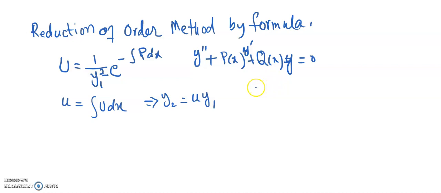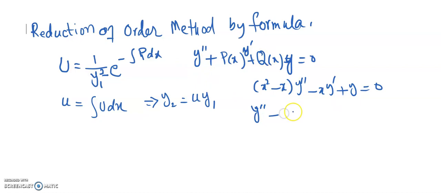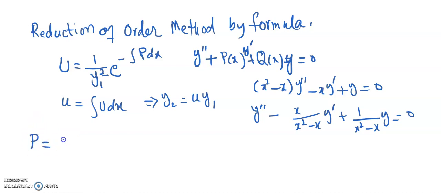Okay, so let's show it by this same differential equation which we solved by the long method before. So this was the differential equation. It needs to be put into the standard form like this: y double prime plus x over x squared minus x, y prime plus 1 over x squared minus x, y is equal to 0. So in this case the function P is x over x squared minus x, which simplifies to 1 over x minus 1.